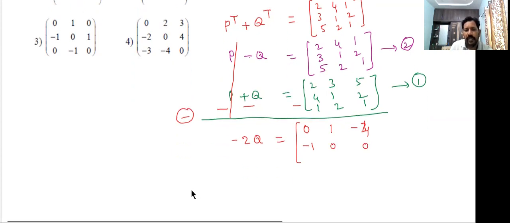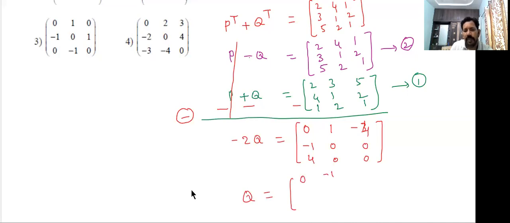Third row. 5 minus 1, 4. 2 minus 2, 0. 1 minus 1, 0. And minus 2 goes to the right hand side. 0 divided by minus 2 is 0. This is minus 1 by 2. Minus 4 divided by minus 2 is 2. This is 1 by 2, 0, 0. Here minus 2, 0, 0. This is the answer, Q.